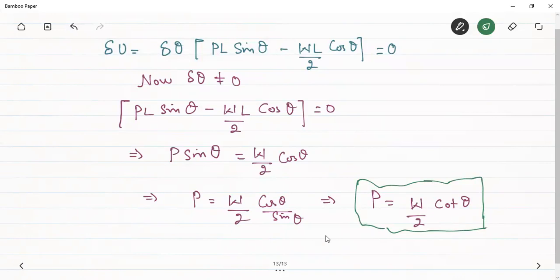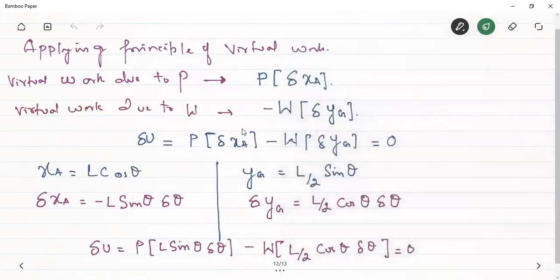One more thing is that we have already decided about the sign conventions. Since P and delta xa were in the same direction, I have assumed the work to be positive. Whereas the virtual work will be negative due to this weight because the weight was in the downward direction and the displacement delta yg was in the upward direction.